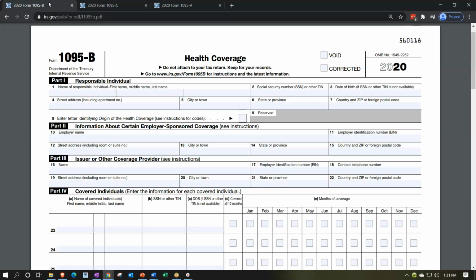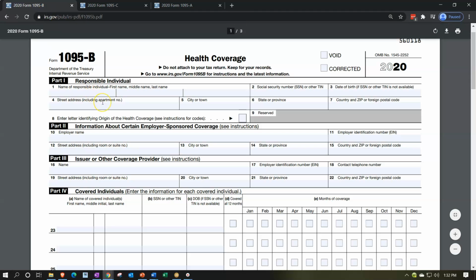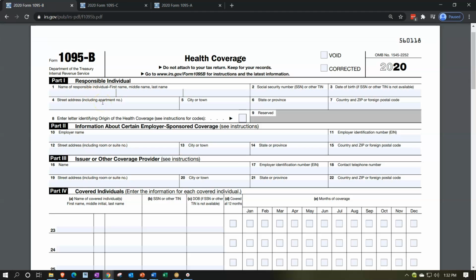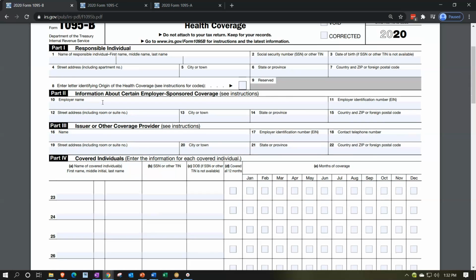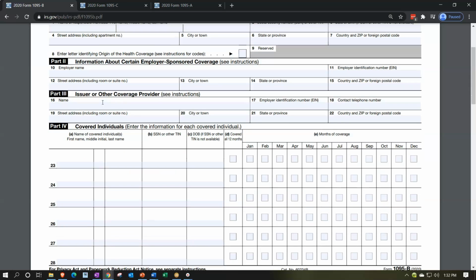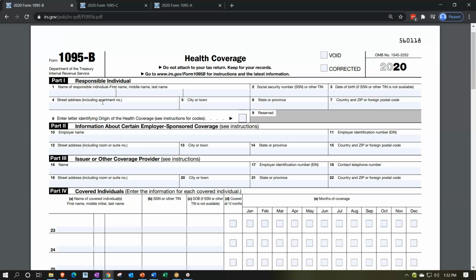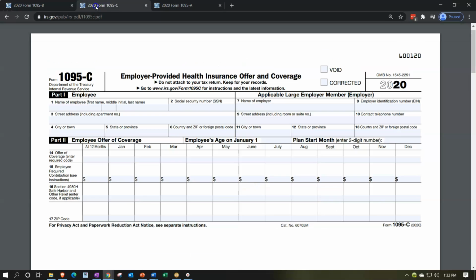So if you have coverage through work or something like that, then you might get a 1095-B or C that's just telling us that you were covered. So hopefully, for most of the time, in terms of ease of data input, if we're doing data input for, say, a client, and we get a 1095-B, then hopefully it says that they were covered for the entire year, and then we can tell the software they were covered for the entire year, so don't penalize them or anything, and we don't have to deal with any tax credit. If they get a 1095-C, it's a similar type of thing, employer-provided health insurance offer and coverage.